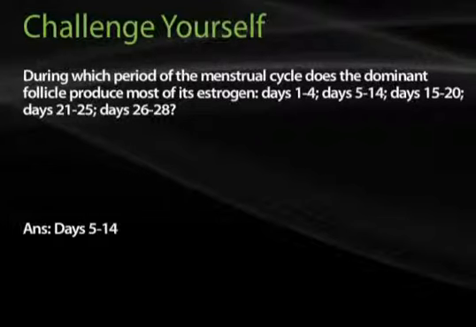A good way to approach this question is to divide the menstrual cycle into either part 1 or part 2. Part 1 being the proliferative phase and part 2 being the secretory phase, which are characterized by high levels of estrogen and progesterone respectively. And you would expect that the estrogen would be most avidly produced by the dominant follicle during the latter part of the first phase, which would be days 5 through 14.